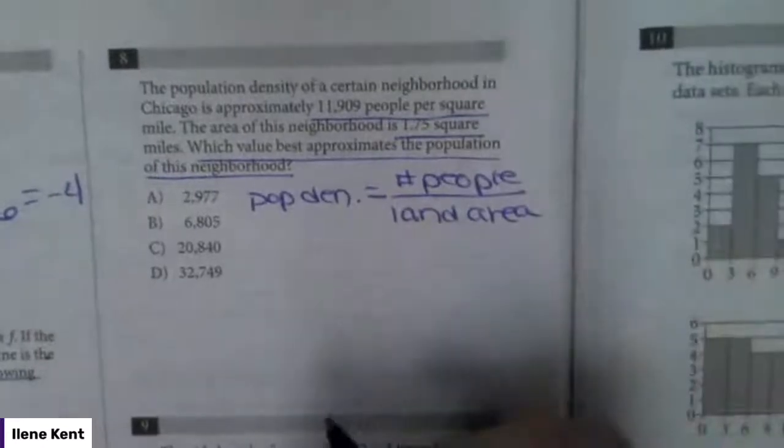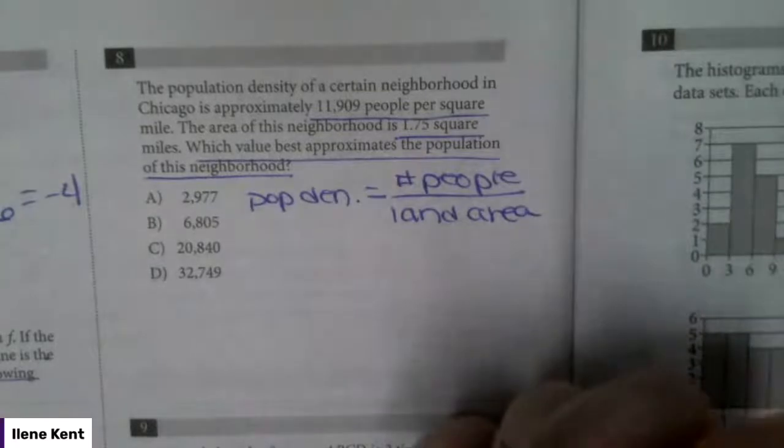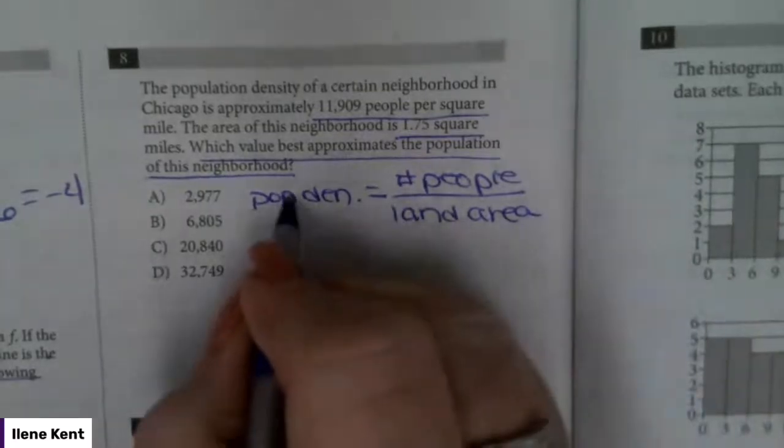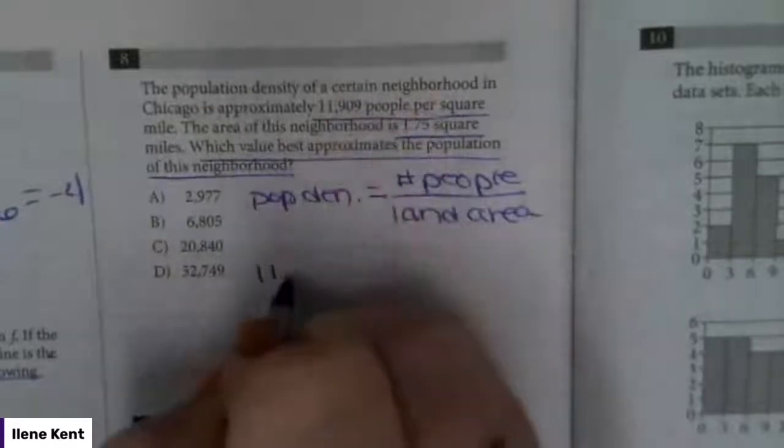So again, another formula that should be pretty familiar. It's pretty easy to remember. Take the number of people and divide it. So we know our population density. They already gave that to us here at the beginning. So let's plug that in over here.